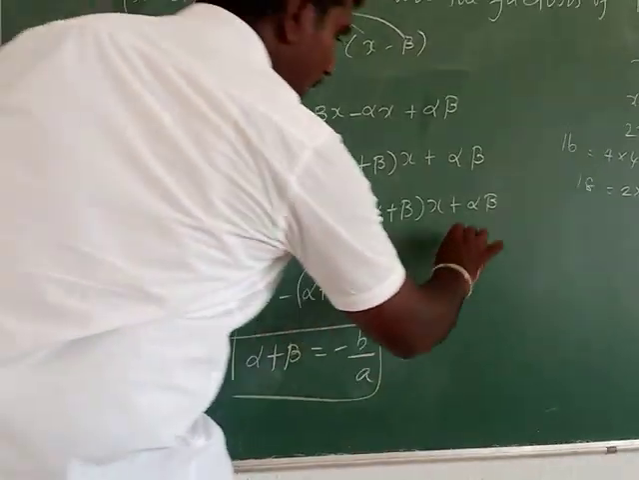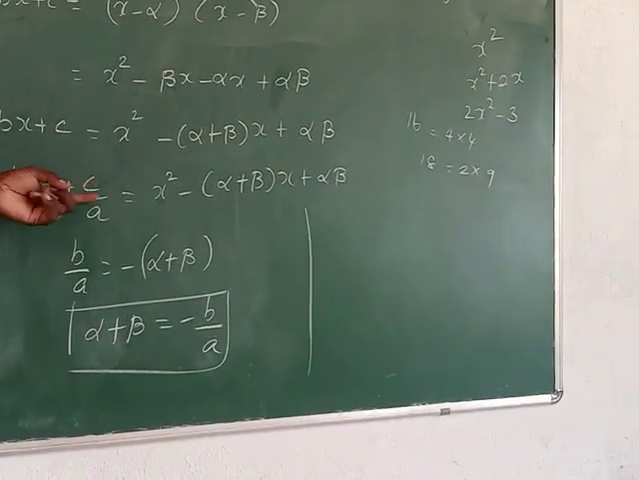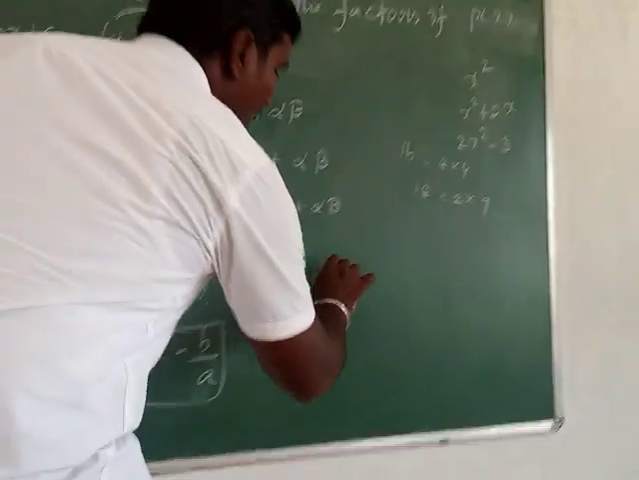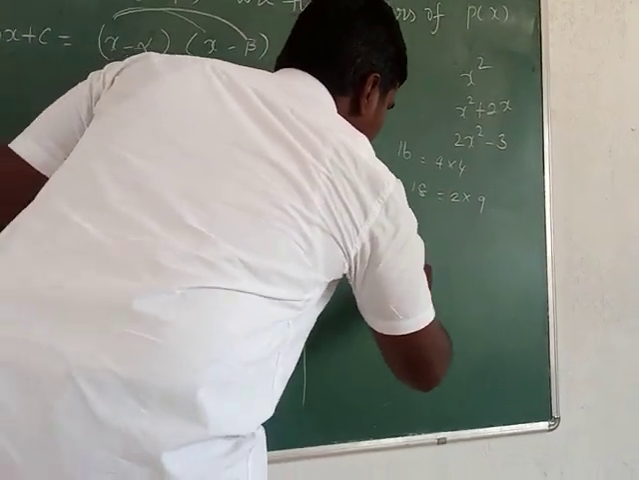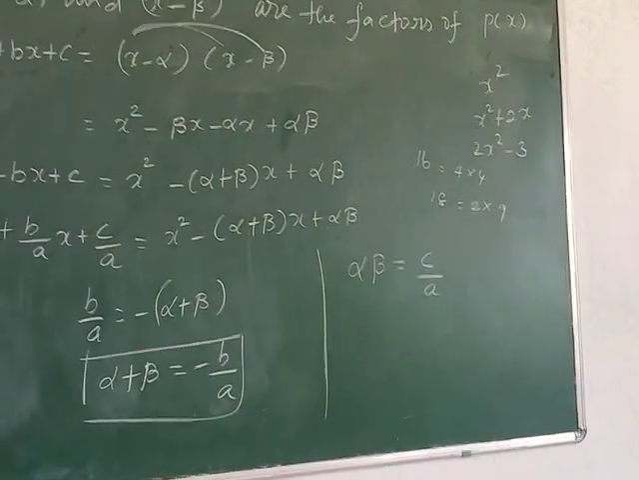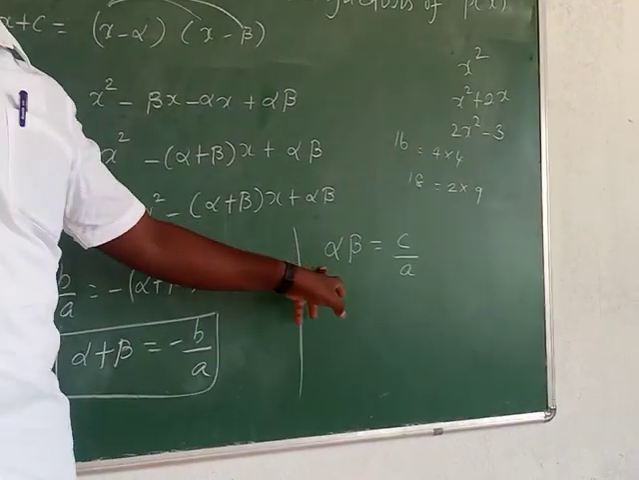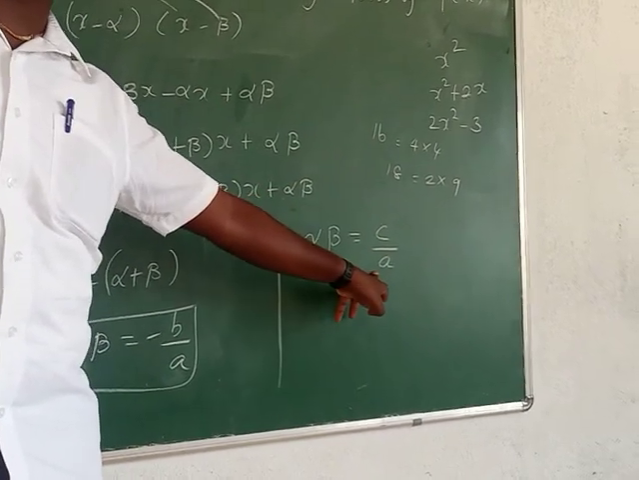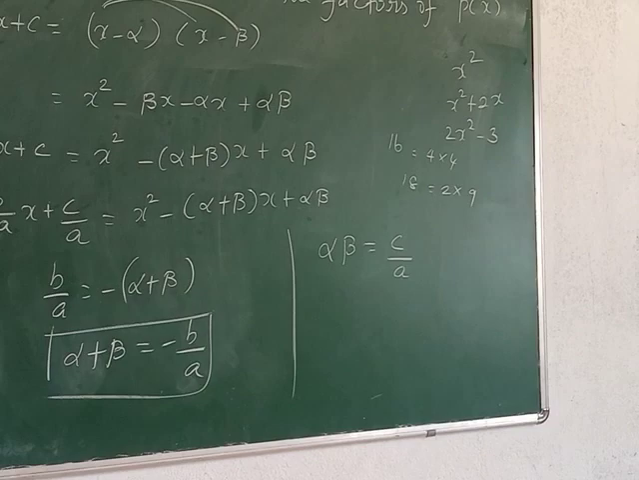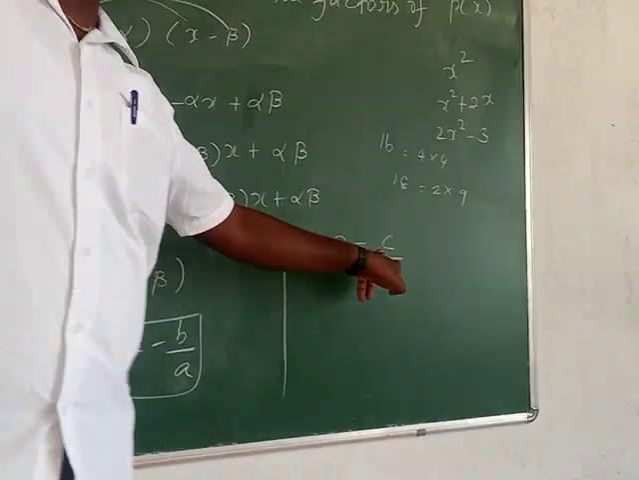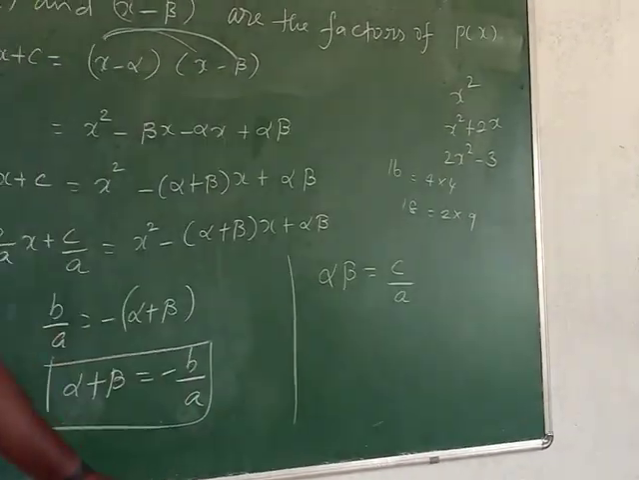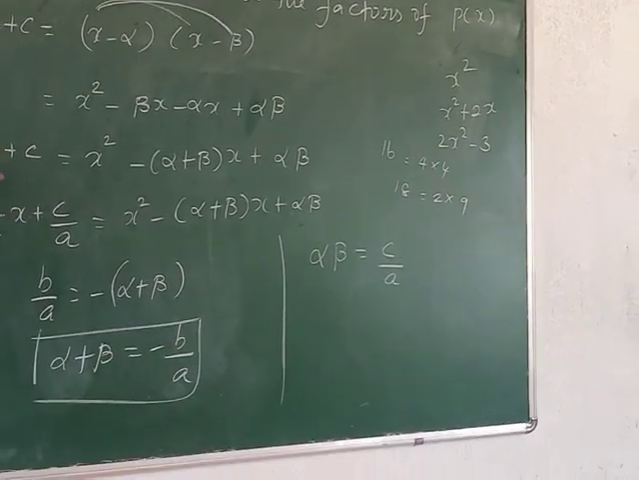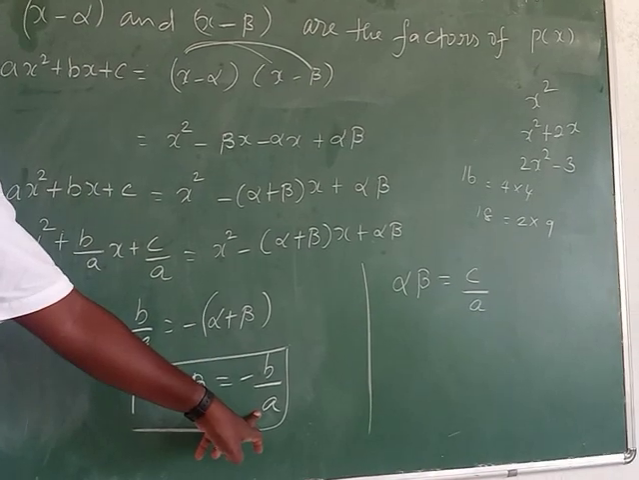Next, the product of zeros. You compare the constant term. Here the constant term is c by a, and here the constant term is alpha beta, so alpha beta equals c by a. The product of zeros is equal to the constant term divided by the coefficient of x square. Here minus the coefficient of x, b, divided by the coefficient of x square.